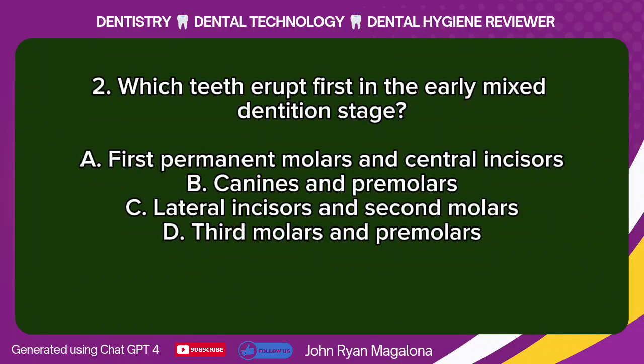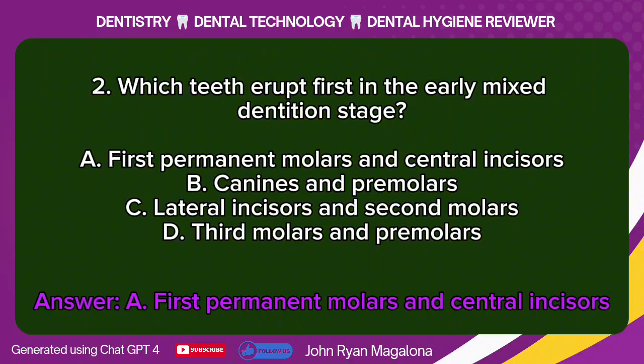2. Which teeth erupt first in the early mixed dentition stage? A. First permanent molars and central incisors. B. Canines and premolars. C. Lateral incisors and second molars. D. Third molars and premolars. Answer: A. First permanent molars and central incisors.